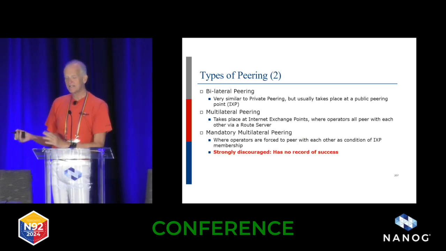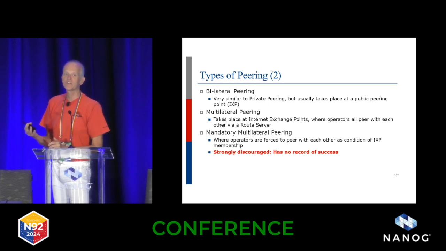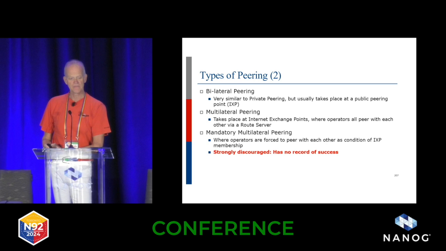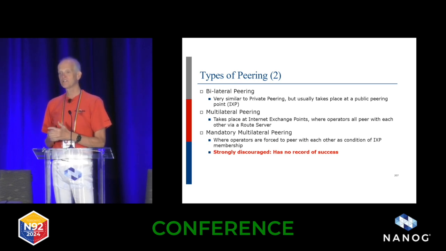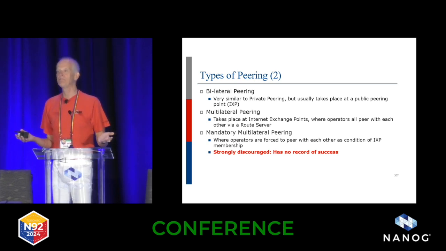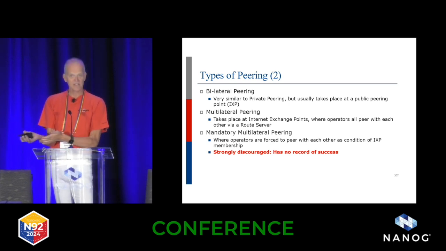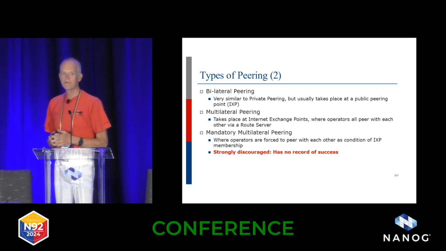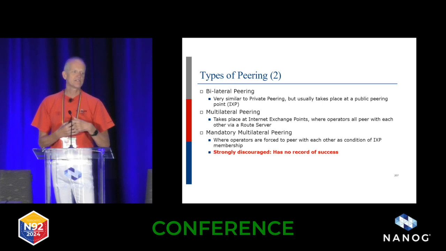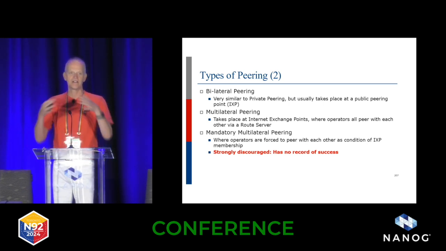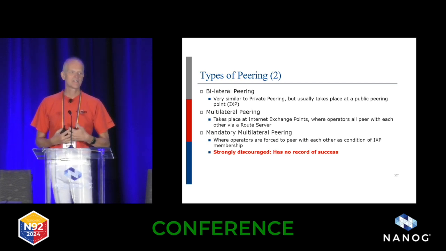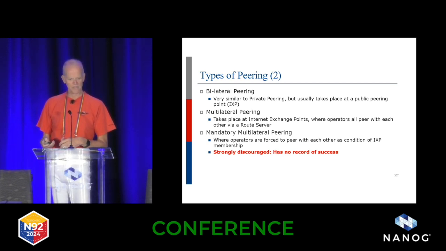Bilateral peering happens at an exchange point. Same idea as private, but you set up a direct BGP session across common media. Multilateral peering is when you can't be bothered setting up 200 BGP sessions. You talk to the exchange point route server, and you get everybody else who talks to that route server. Mandatory multilateral peering is this kind of dream thing that regulators have to force everybody in a country to peer with each other. It really, truly does not work, but we still get people who think it might work.